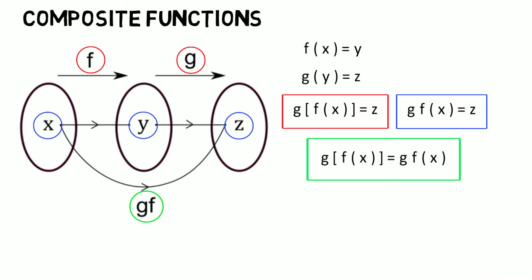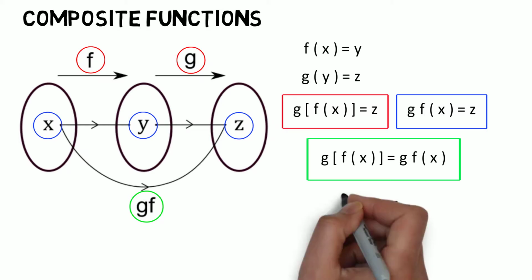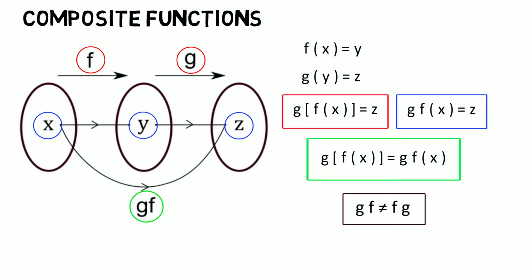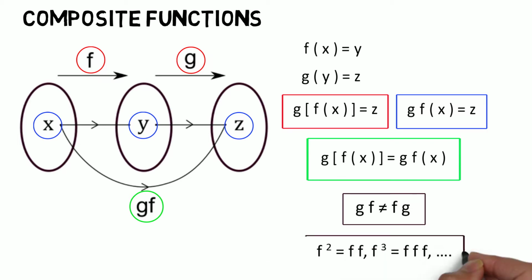Now here are some important rules to take note of. Function gf is not necessarily equal to function fg. Also, if a function is repeated, for example, function ff, it can be written as function f squared, and if function triple f, then it can be written as function f cubed, and so on.